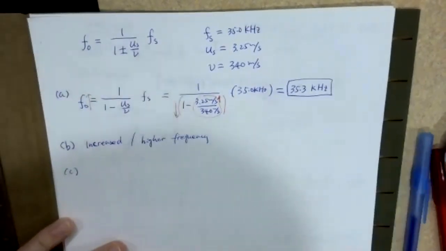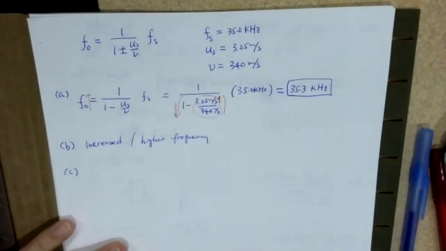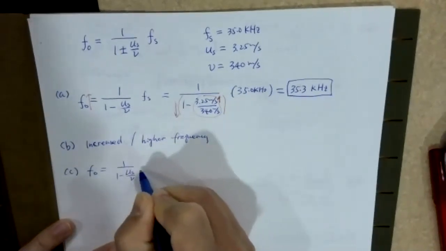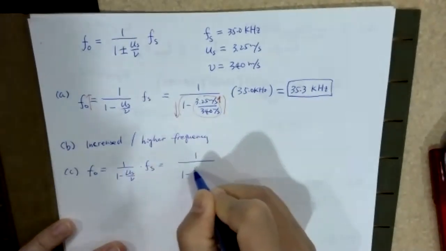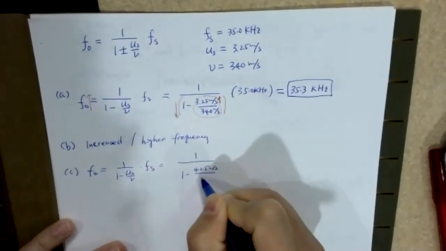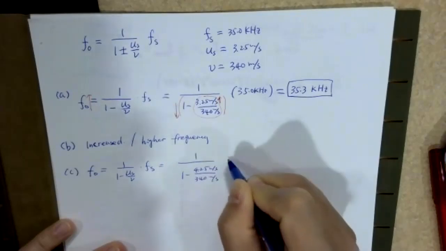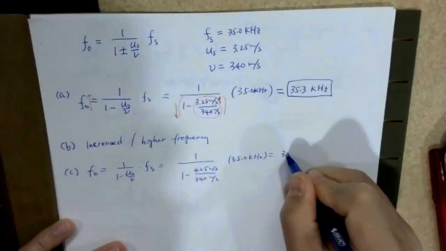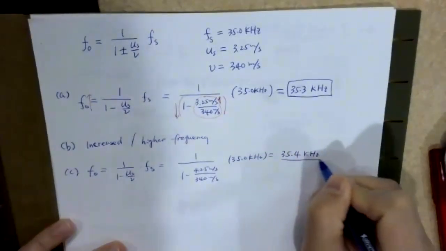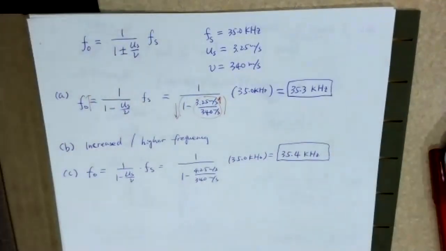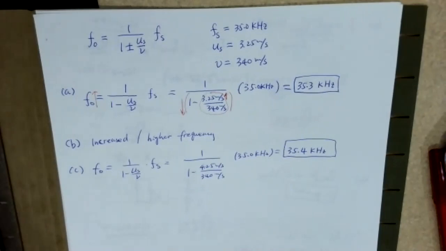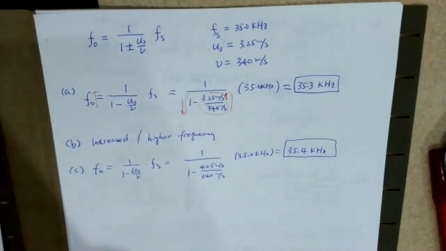We can calculate it again, given the speed is increased to 4.25. It's the same equation, plugging in your numbers: 1 divided by 1 minus 4.25 over 340, multiplied by 35.0 kilohertz. That will give you 35.4 kilohertz, so it's increased a little bit. Any questions you might have on this one here?